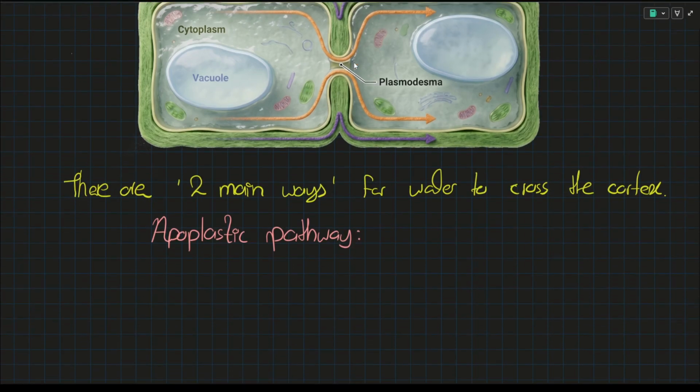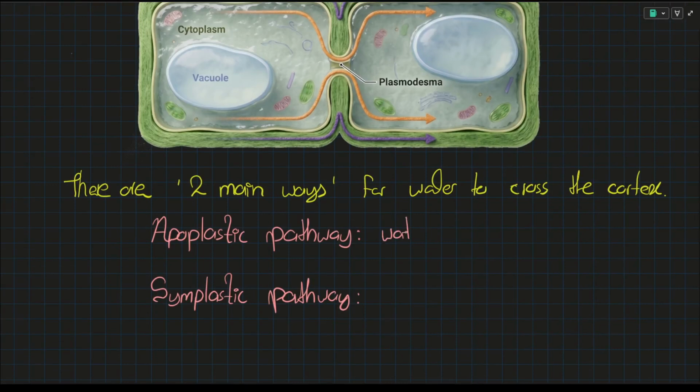I won't tell you what it's going to do. The second method is going to be known as the symplastic pathway. That is the second method, the symplastic pathway. Let's first talk about the apoplastic pathway. It's very simple.